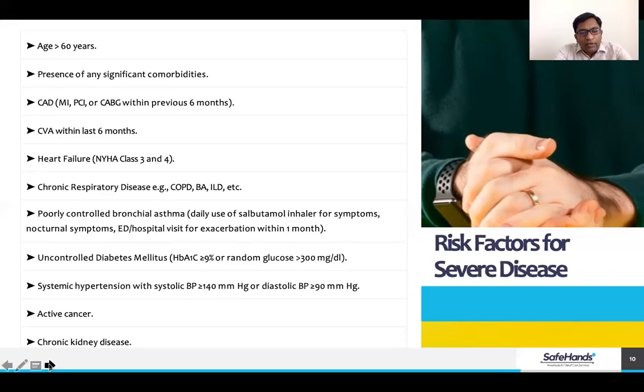Uncontrolled diabetes with HbA1c of more than 9%, random glucose of more than 300 mg per deciliter, systemic hypertension with a systolic BP of more than 140 or diastolic BP of more than 90, patients with active cancer and chronic kidney disease. These all add to the risk factors.